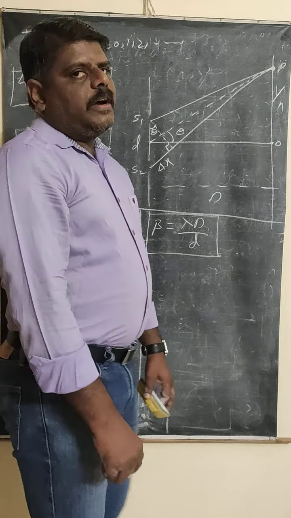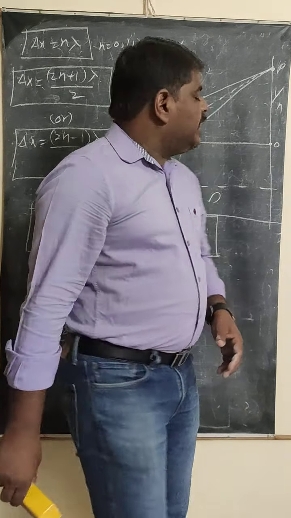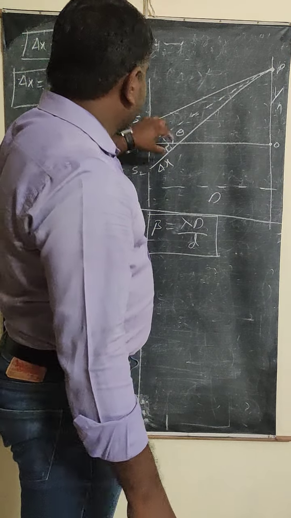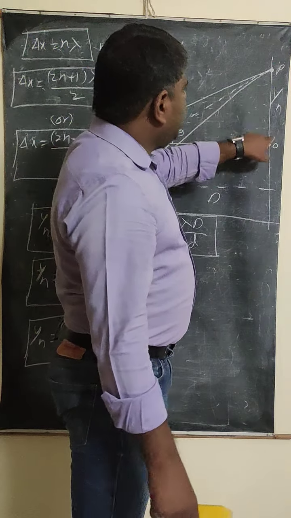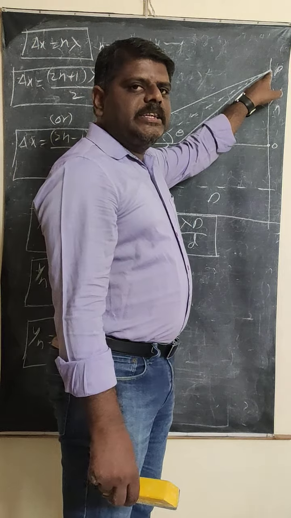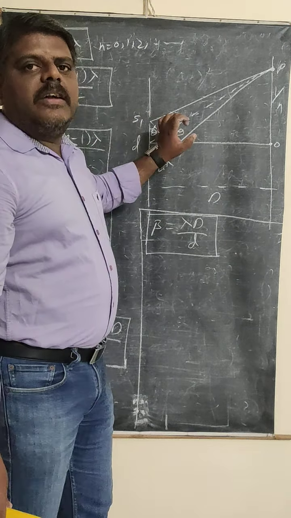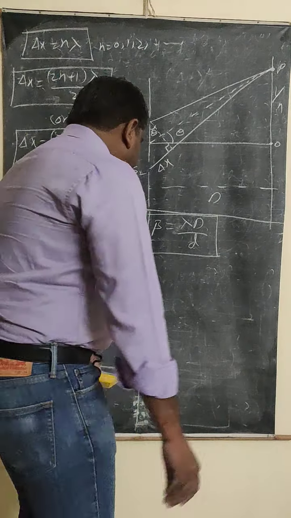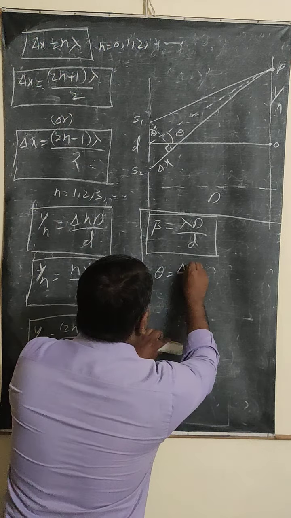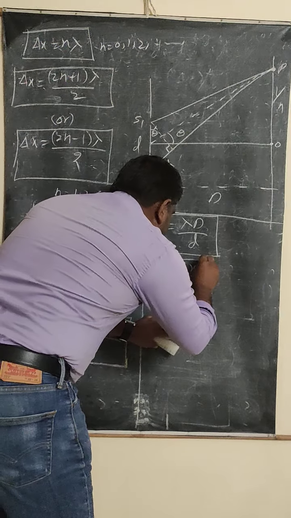After that, one more important thing we have to discuss, that is the angular width. Theta represents the angular width. Angular width means this path we are going to take, from this point to this point, up to this band, whatever band is produced here, how much angle this band makes at the center of the slits. That is called the angular width of the nth band. If I find the angular width of the nth band, theta is equal to delta x by d.